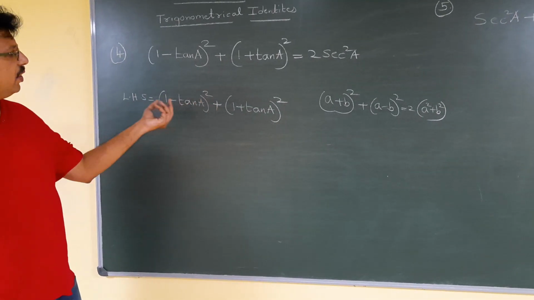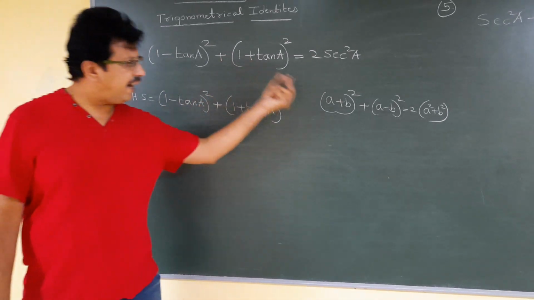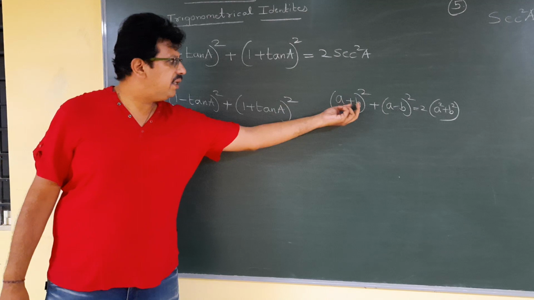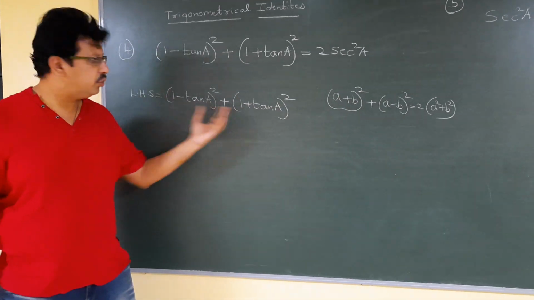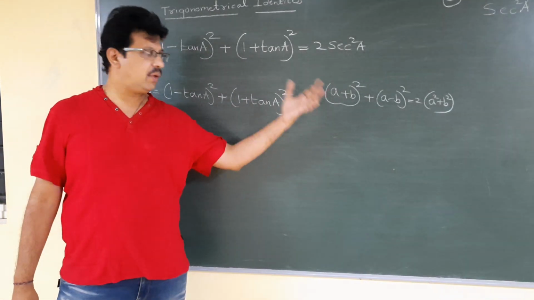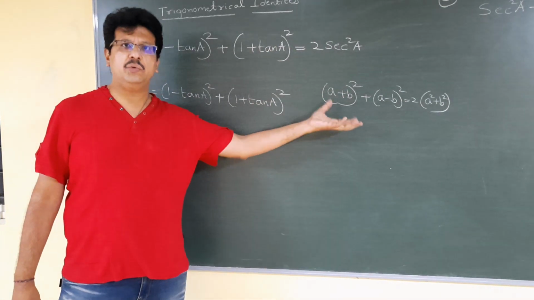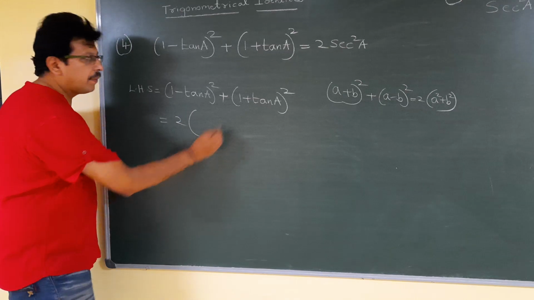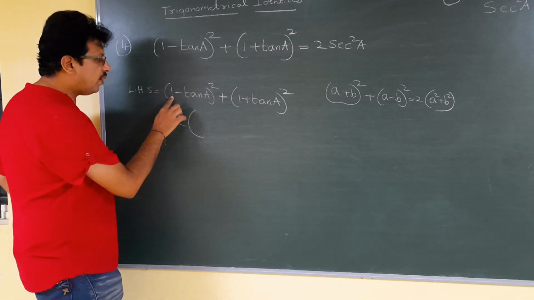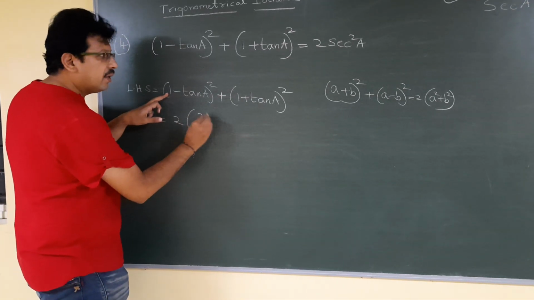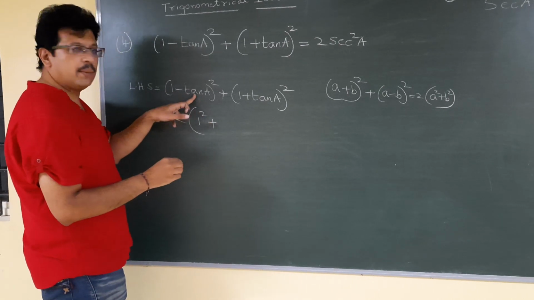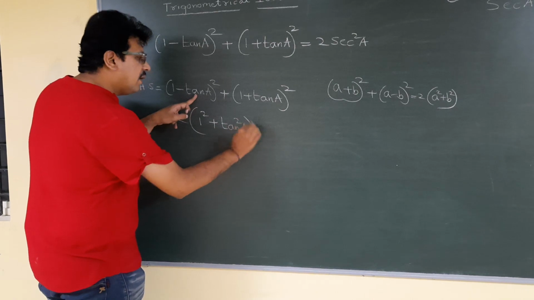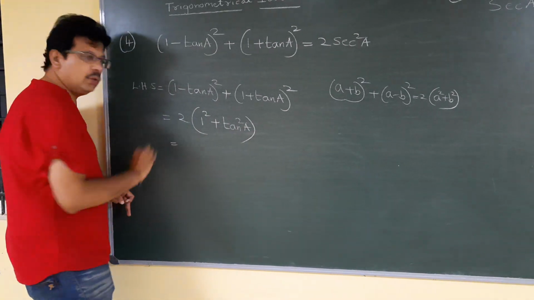You can see very clearly we need to use the identity (a plus b) whole square. Here a is 1 and b is tan a. Children, I think you should know this very well, because this is an algebraic identity you need to observe. So that is equal to 2 into (a square plus b square). Here a square is 1 square, plus b square. b means tan a, it is tan square a.